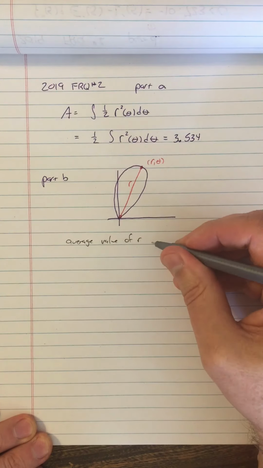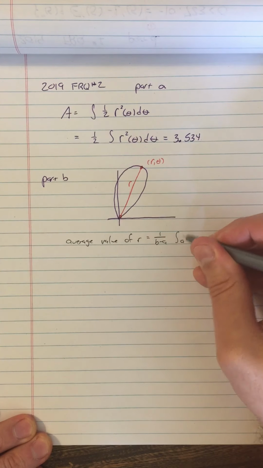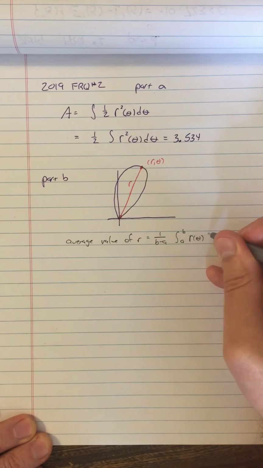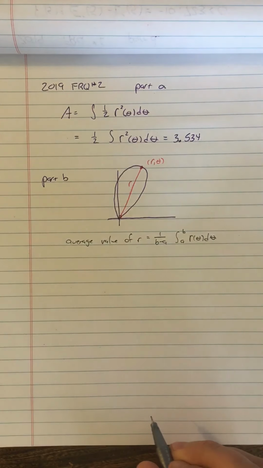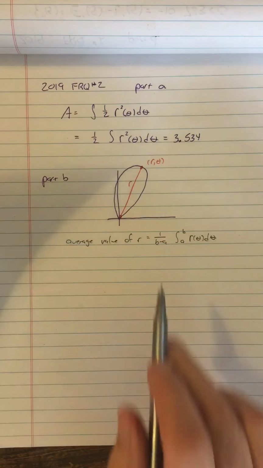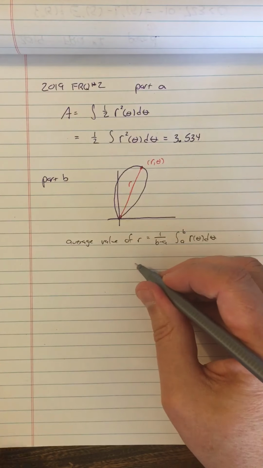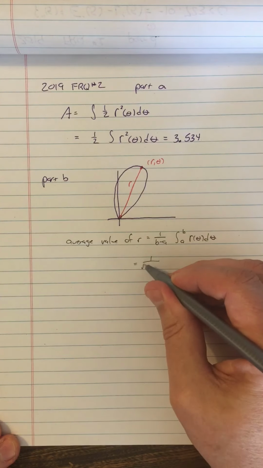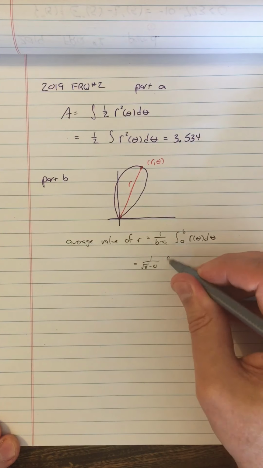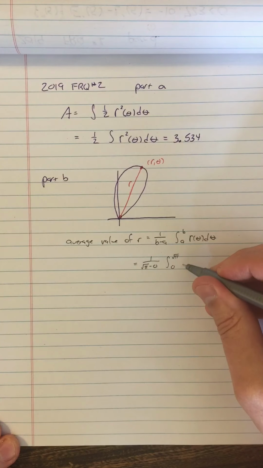is given by 1 over b minus a times the integral from a to b of r of theta d theta. So this time the r is not squared. To do that, I need to know my b and a. They're still 0 and square root pi. So I'm going to do 1 over square root pi minus 0. Of course, I could just put square root pi if I wanted. Integral 0 to square root pi of my r of theta d theta.